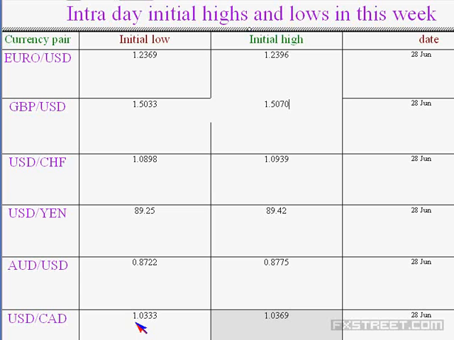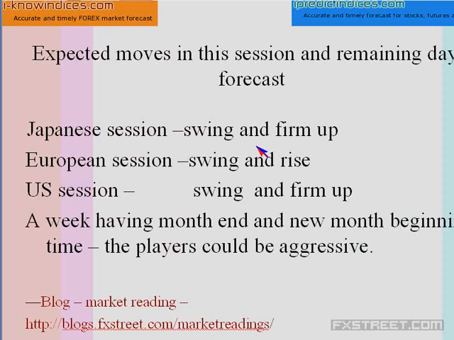Then in the case of Canadian dollar, 1.0333 is the low, which is intact. 1.0369 is the high, which is also intact. And the net change is 6 pips positive, so it indicates that less drop and more gains are expected in the case of USD CAD. So these are all the expected market moves. I have shown the type of expected moves from the forecast.